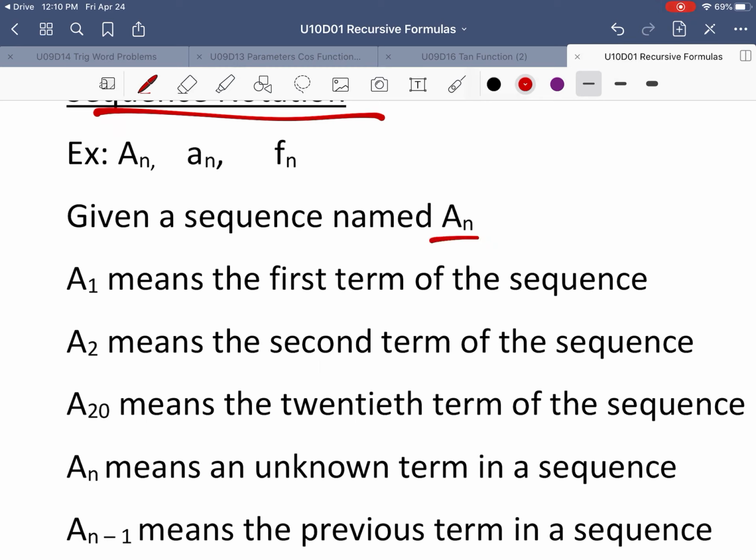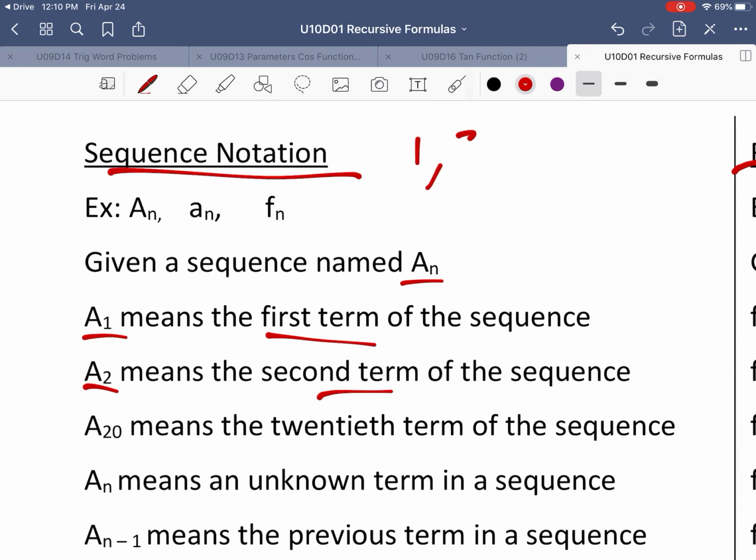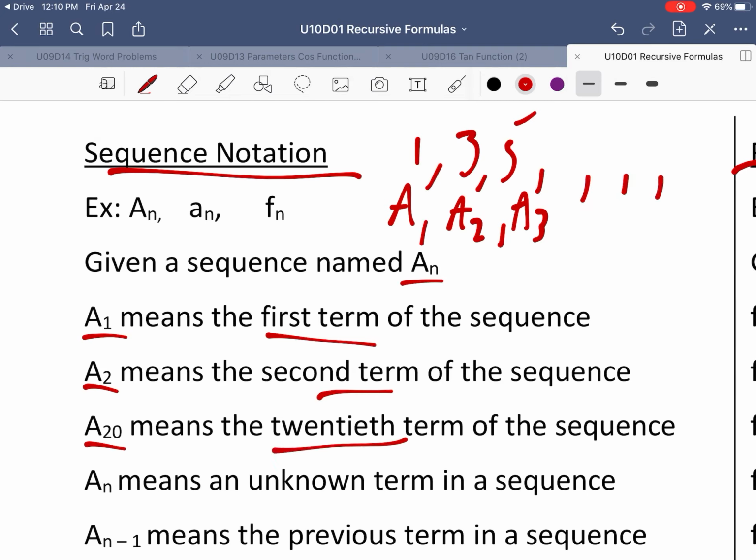All right? So let's say we were given a sequence named a sub n. That's how this is referred to. A sub 1 would mean the first term in a sequence. A sub 2 would mean the second term. So if our pattern was 1, 3, 5, this term would be a sub 1, the next term would be a sub 2, this term would be a sub 3. So a sub 20 means the 20th term, but I have to go through all these terms to find the 20th term. So a sub 20 is going to be somewhere down the road.